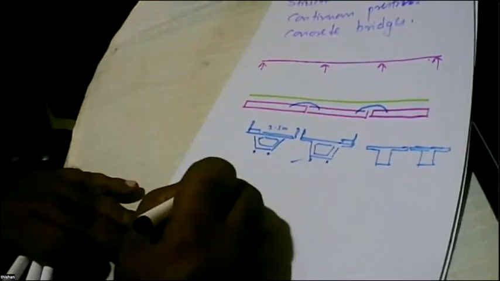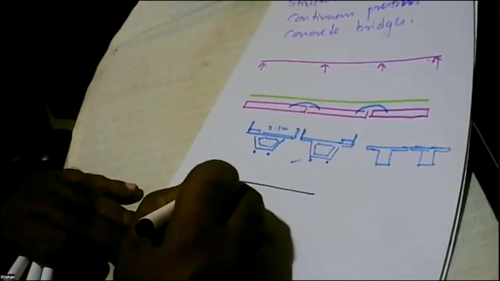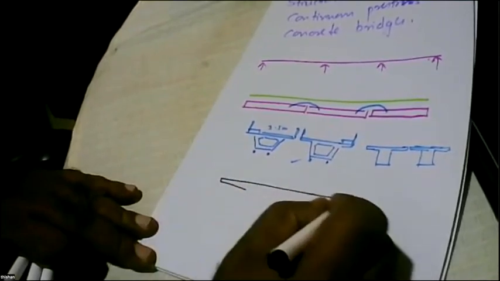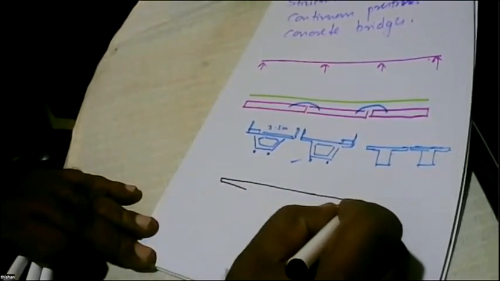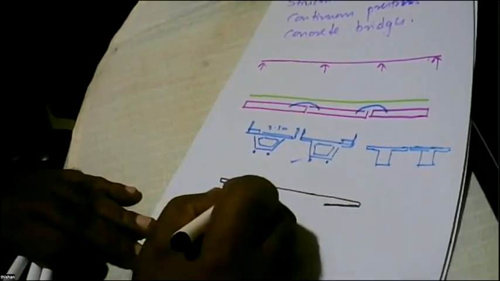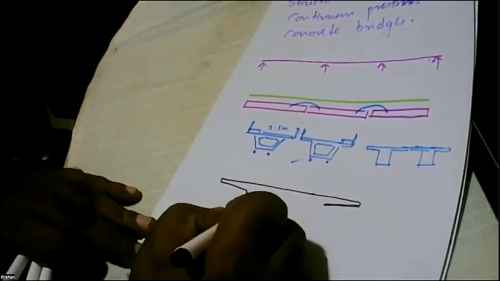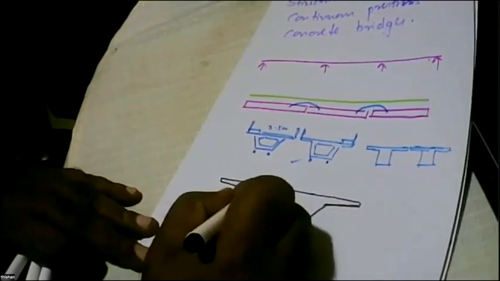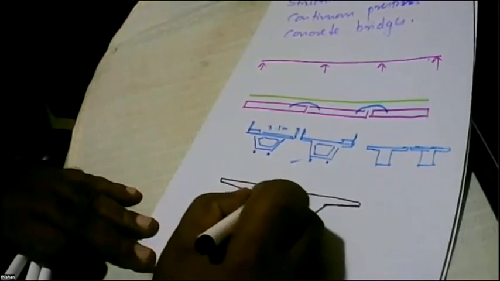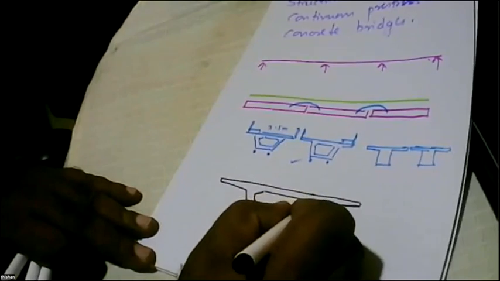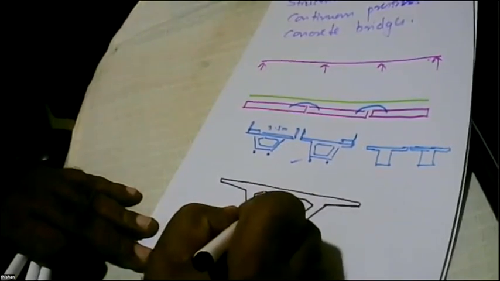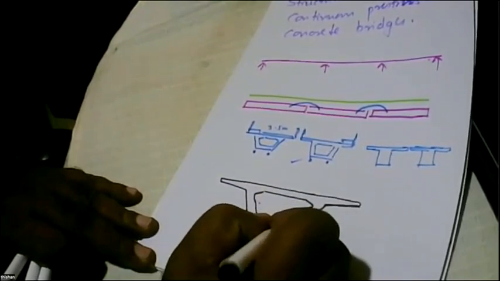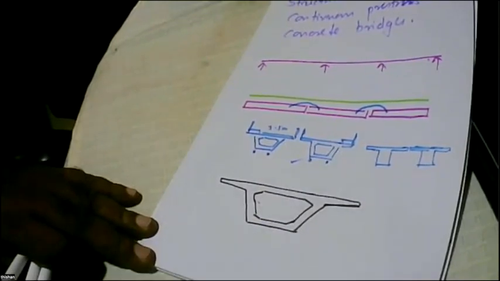So basically, if you have a box girder, one thing is, you will have the top girder like that, and then it will go like that, and then you will have something going there, and there will be a chamfer, and you will get a section.